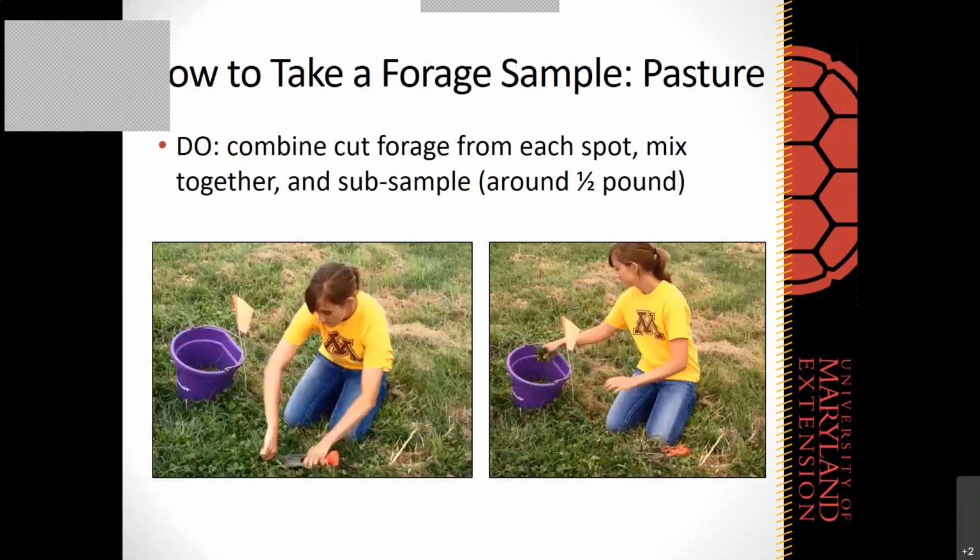And then, all of those different spots that you're sampling throughout the field, what we're going to do is combine all of those forages from each of the spots and mix them together. And then again, if you have too much forage, take a subsample so you get around that half-pound-ish range to send to the lab.